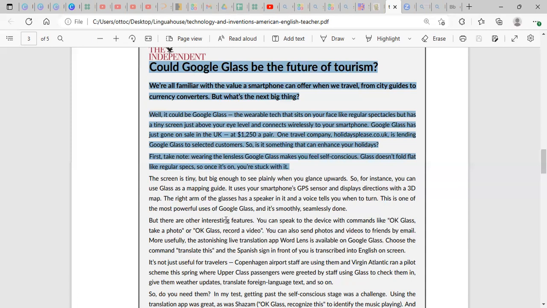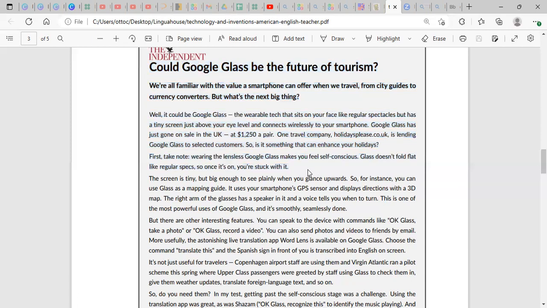One travel company, holidaysplease.co.uk, is lending Google Glass to selected customers. So is it something that can enhance your holidays? First, take note. Wearing the lensless Google Glass makes you feel self-conscious. Glass doesn't fold flat like regular spectacles, so once it's on, you're stuck with it. Okay, thank you. Very good.